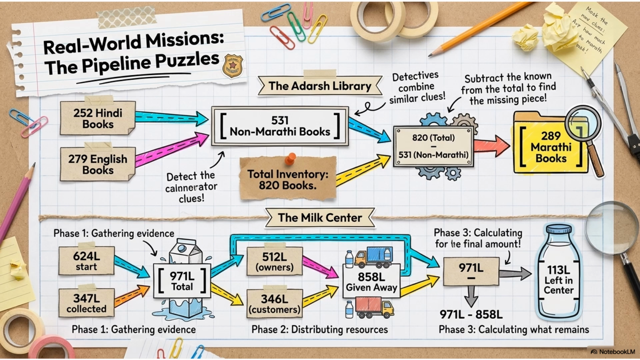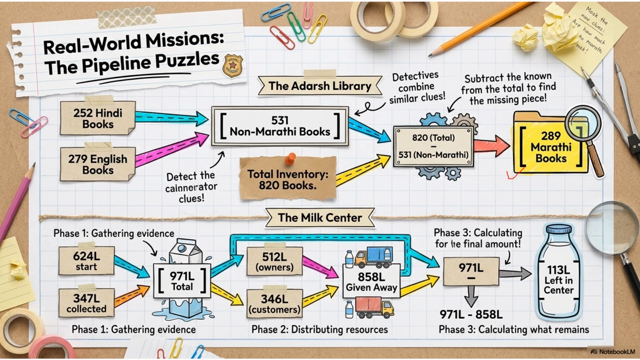Alright, so there was an Adarsh library and there were 252 Hindi books, 279 English books. Okay, so the total were 820 and from there 531 were non-Marathi books. So when you subtract, you get 289 were Marathi books.